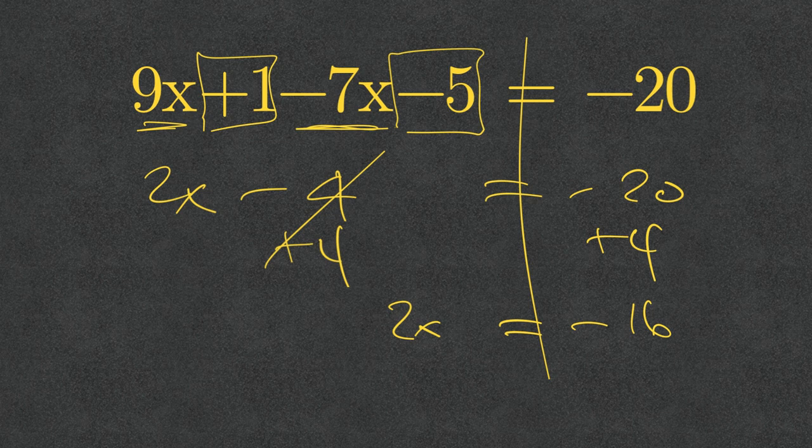And then step number 4, do we need to multiply or divide here? Divide by 2. Negative 16 divided by 2 is negative 8. Boom. I like it. Negative 8, final answer.